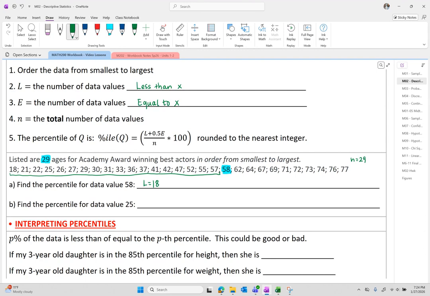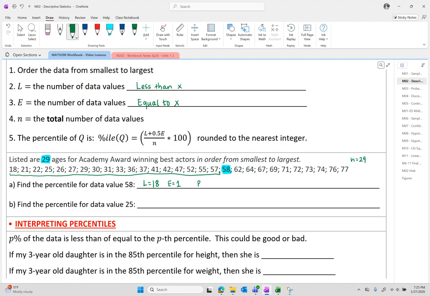How many values are equal to 58? There is only one. What is Q? Q is 58, right? That's the data value I'm looking for. And then they are asking me to find the percentile of Q.